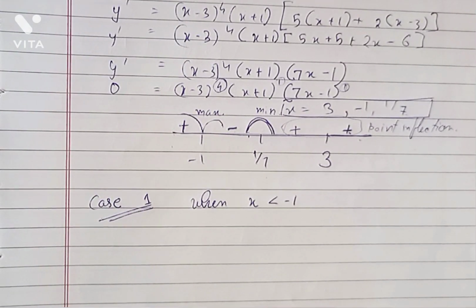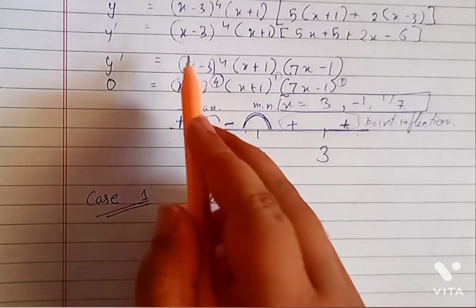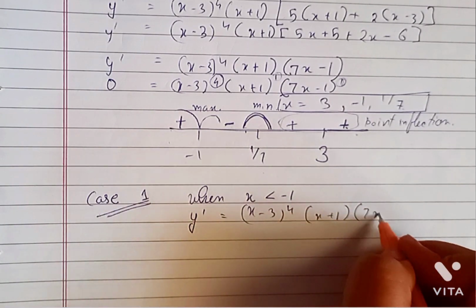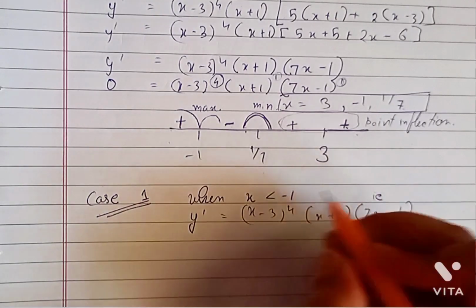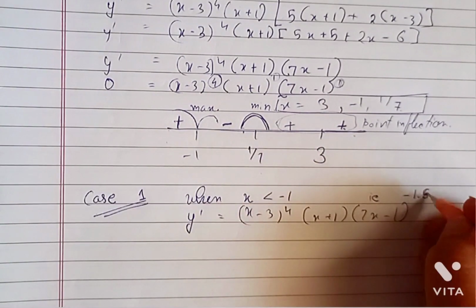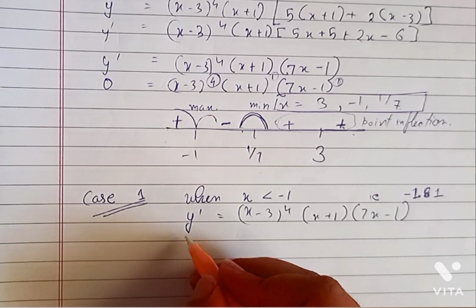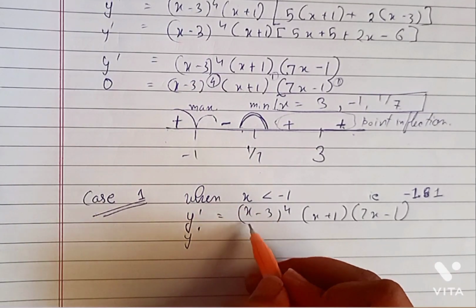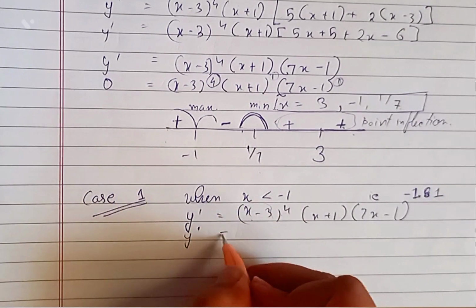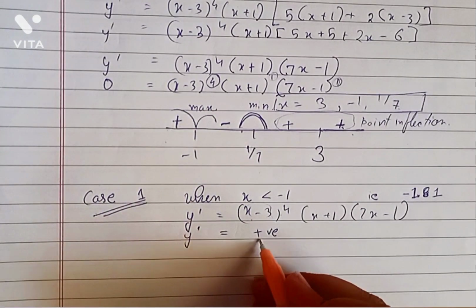So taking this, I'll write down y dash over here: y dash equals (x minus 3) to the power 4, (x plus 1), (7x minus 1). I'll suppose that the x value is minus 1.1, which would be easier. Now in y dash, if I put minus 1.1 over here, this would be negative, but its power is even, so it would be positive. You could find the value, but you could also directly write positive.